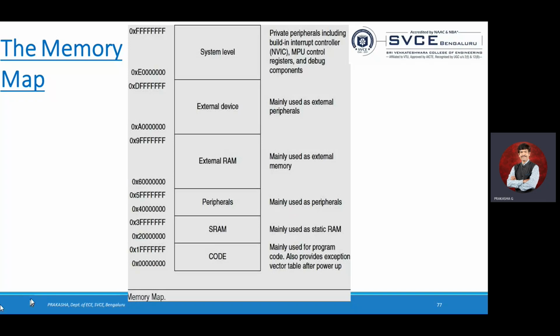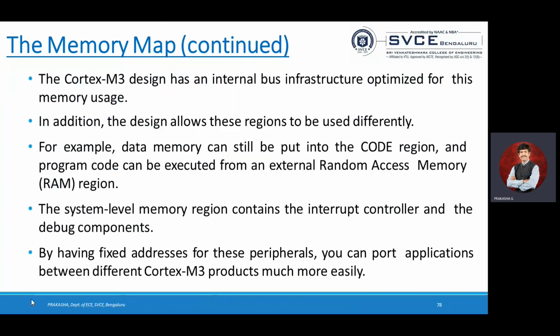Once again, for peripherals, the next memory is being allocated. But for external RAM, we have more memory. For external devices, we are going to have the same set of memory. And similarly, for system level programming, we'll be having the memory. So overall, 4 GB memory has been divided into 6 categories. One is for the code, second one is for the SRAM, next one is for the peripherals, external RAM, external device, and system level.